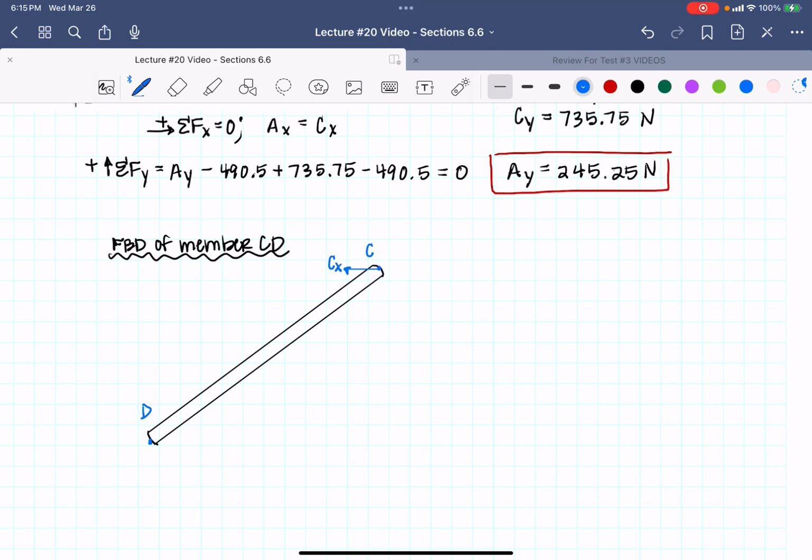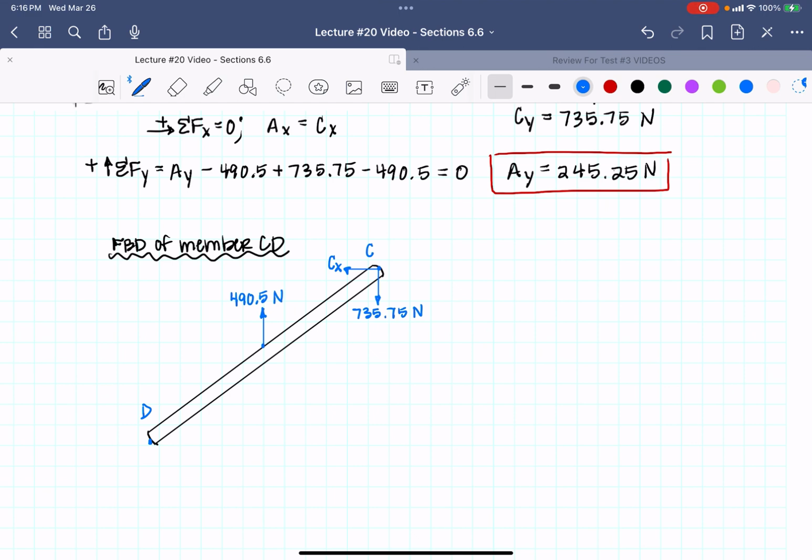I assumed that the C of y was vertical, which it was correct. That means on this one, it's going to be straight down, and I know it is 735.75 because I just solved for that. I've got a force from the tension in the rope in the middle going straight up, and I know the tension in the rope is 490.5 newtons. And since it is a cable, it can only go in one direction. It has to be up.